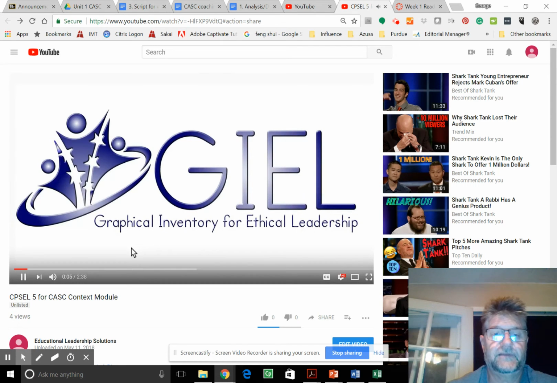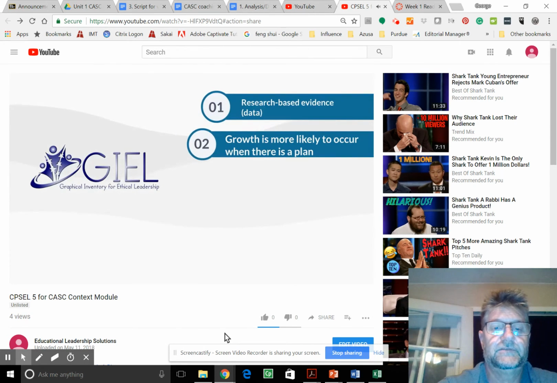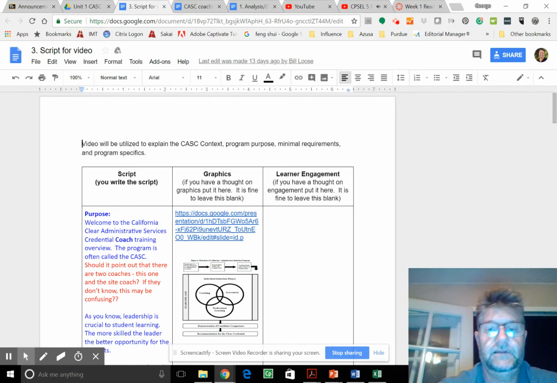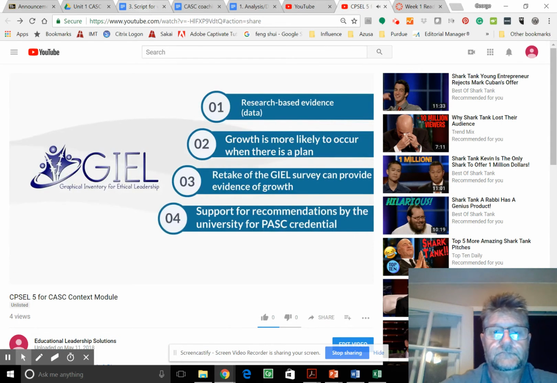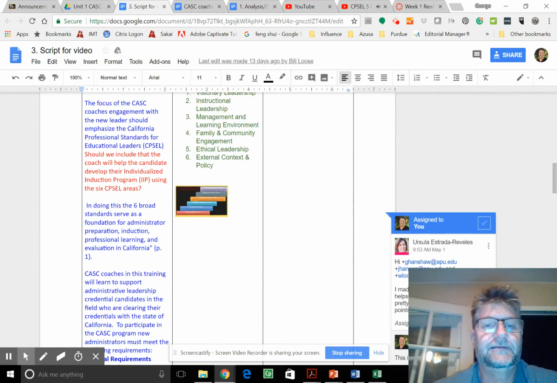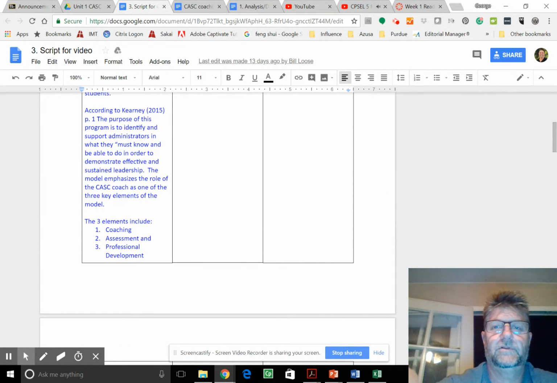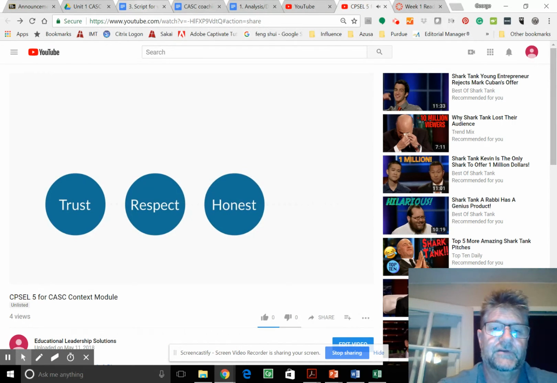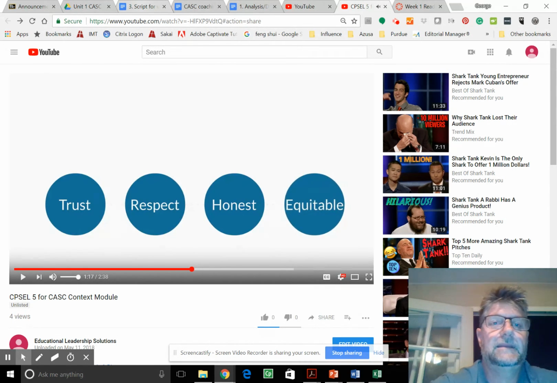And if you notice, there's that graphic that comes up. And then this piece here was all about the different bullet points that were here. Let's see if we can find those bullets. There they are: coaching, assessment, professional development. Oh, well, those are the wrong ones, but there are bullet points in here somewhere that state exactly that, and that's the reason why the bullet points are in here. And then the trust, respect, honesty. So it's all right here, and it came from here.